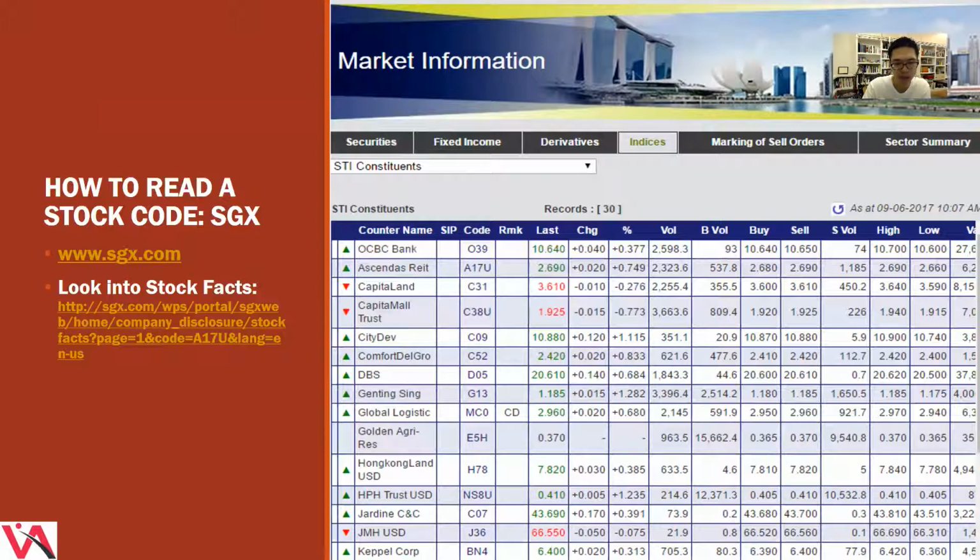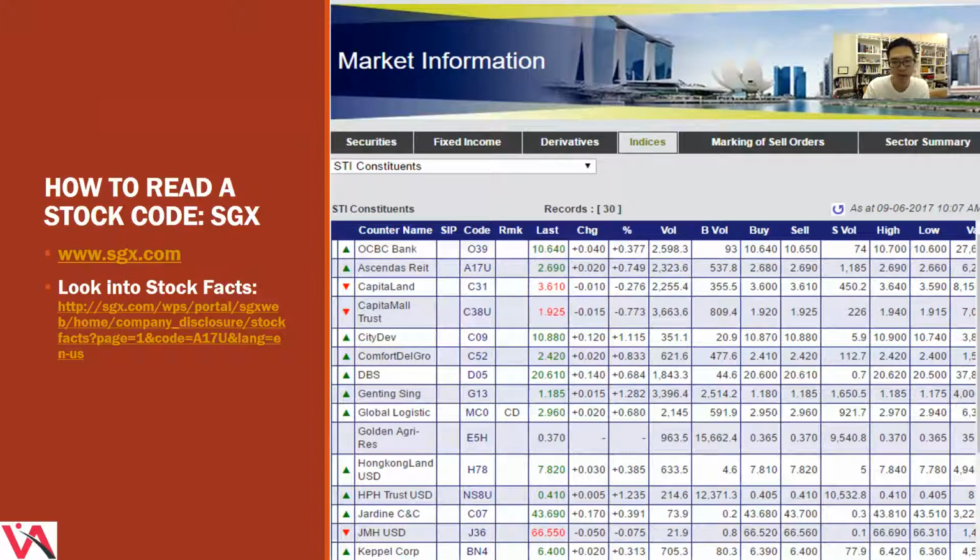So when you have it here, such as OCBC at 2,598.3, it means that 2.598 million shares have traded for the day. Buy volume is the buying volume that people are bidding for right now, and the buy price is their bid price. The sell price is the ask price, which is the price the current shareholders are asking before they are willing to sell.